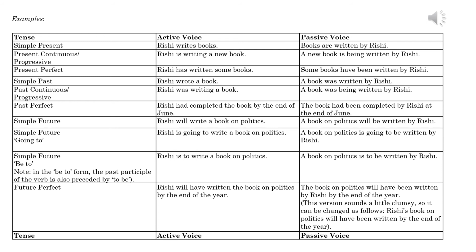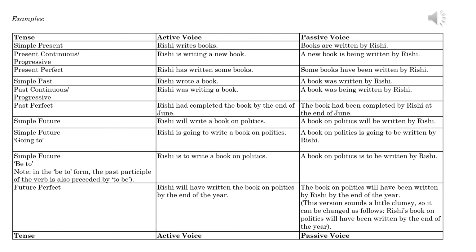Tense, simple future, be to. Note, in the be to form, the past participle of the verb is also preceded by to be. Active voice, Rishi is to write a book on politics. Passive voice, a book on politics is to be written by Rishi.